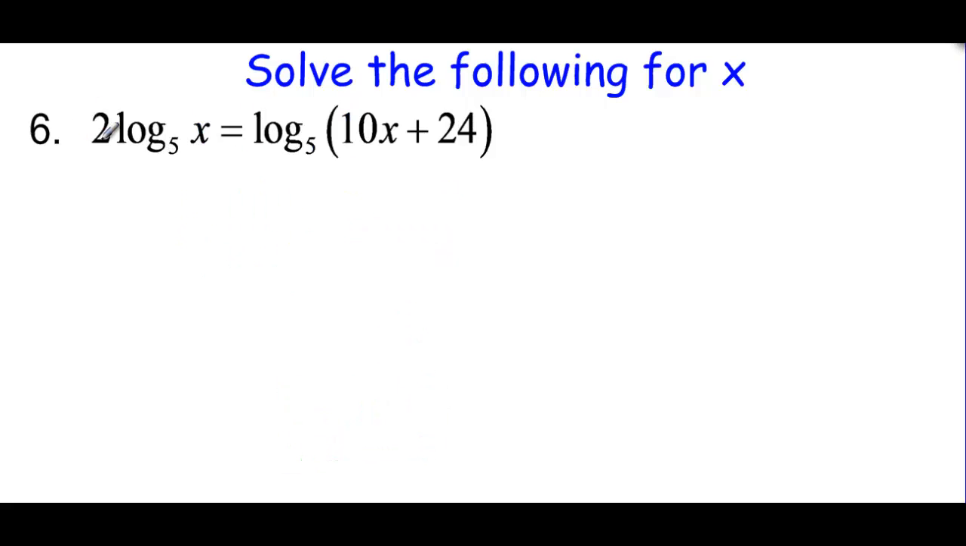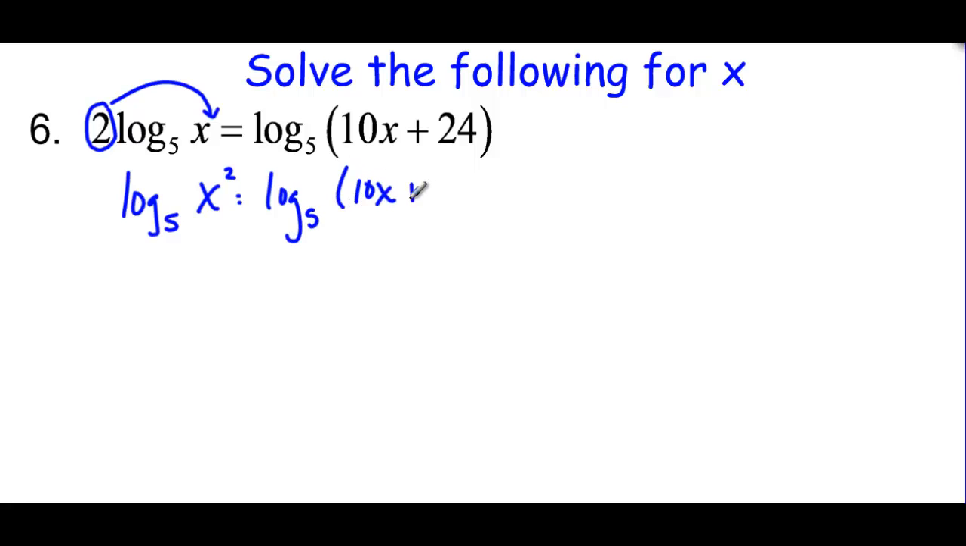In our last example, we have log base 5 on both sides, which is a good sign. But I have this 2 in front. And what I'm going to do is use the property which says if you have a lead coefficient, it can be raised as an exponent. So I'm going to rewrite this as log base 5 of x squared equals log base 5 of 10x plus 24. So I'm not going to do anything to the right-hand side.